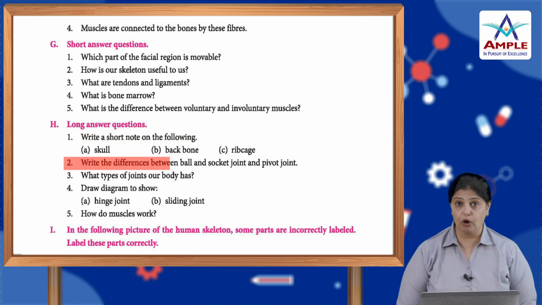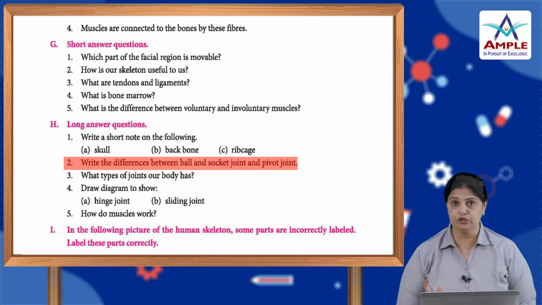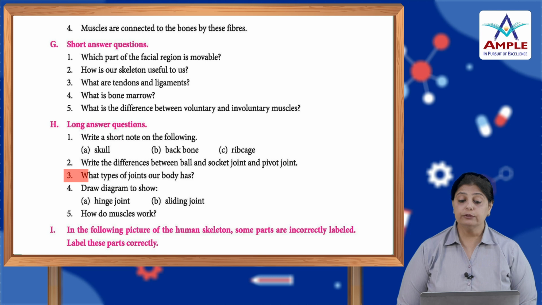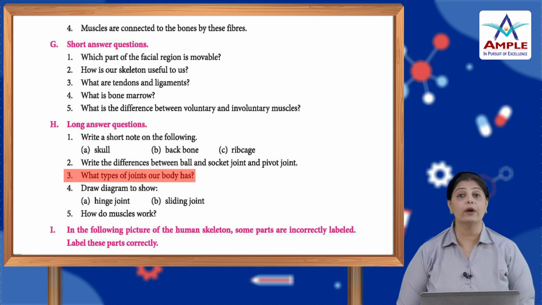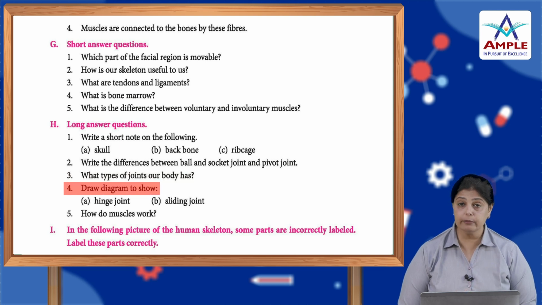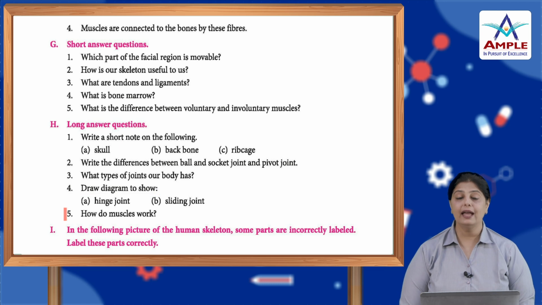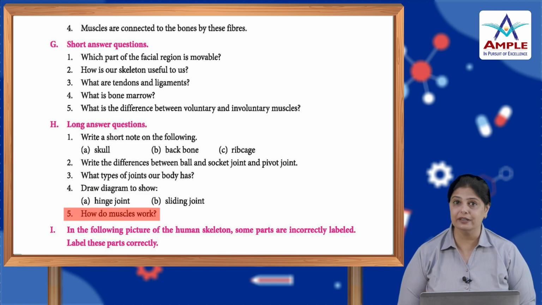The difference between ball and socket joint and pivot joint. What is the difference between these two types of joint? What types of joints does our body have? What are the different types of joints that our body has? Okay. And you have to draw a diagram to show the hinge joint and to show the sliding joint. Okay. And how do our muscles work? Explain that in detail. Okay.